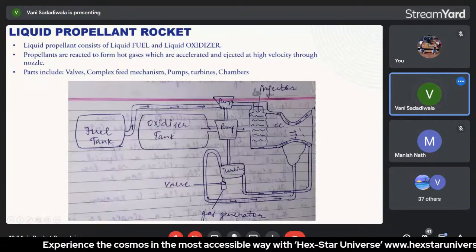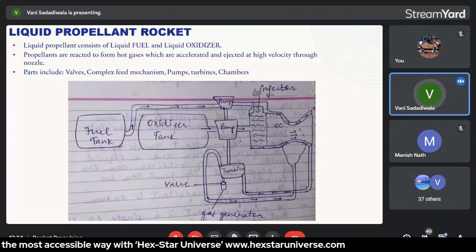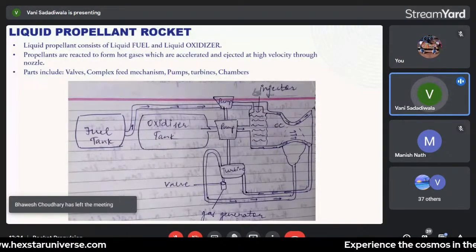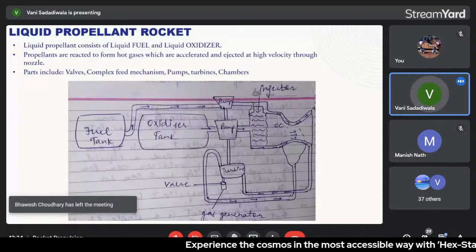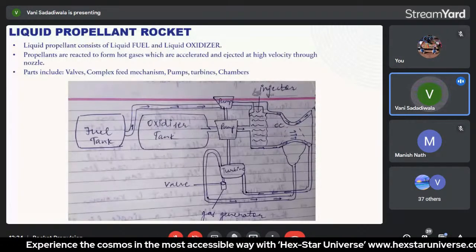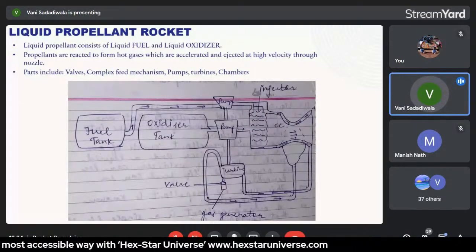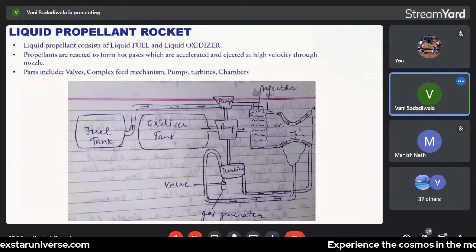Also, if you talk about a liquid propulsion system, there are certain parts which include valves, complex feed mechanism, pumps, turbines, and chambers, which are the supporting devices to this kind of rocket engine. The major characteristic of using liquid as a part of the propellant system is that it has high density. So in order to reduce the amount of storage capacity, this kind of propellant system is highly considerable.